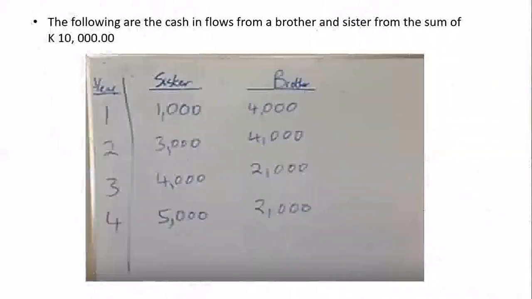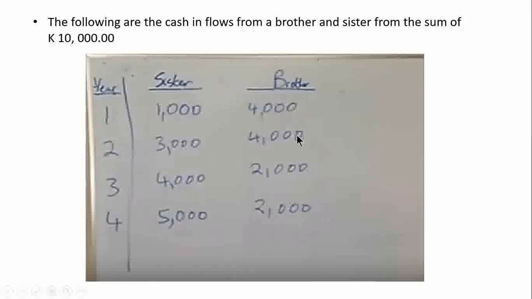For example, let's look at this example. The following are the cash inflows from the brother and the sister for the sum of 10,000 kwacha. Imagine that you want to invest this money in either a sister or a brother, and they are promising that they will repay that amount in 4 years. This is how they are going to pay. The sister will give 1,000 first installment, second 3,000, third installment 4,000, and the final installment will be 5,000. The brother promises that you start with 4,000, another 4,000, then 2,000, then 2,000. This is how they are going to pay back the money that you're going to invest.